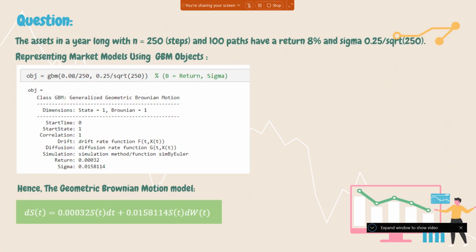The asset in a year-long simulation with N equal to 215 steps and 100 paths has a return of 8% and sigma of 0.25 over the square root of 215. So we can represent the market model using a GBM object in MATLAB, where you can see the return we get is 0.00032 and the sigma is 0.0158114. Hence, the geometric Brownian motion model as shown in the slide.